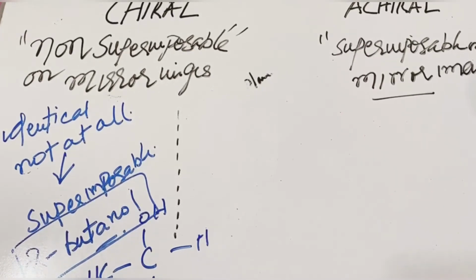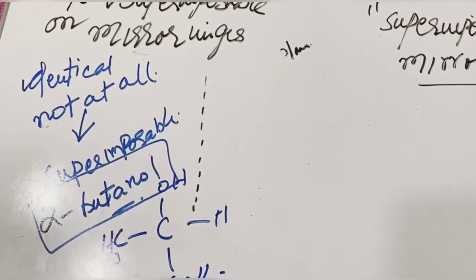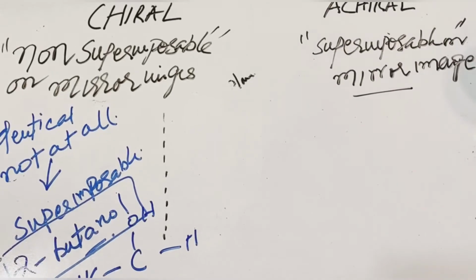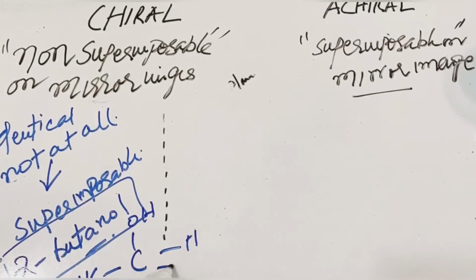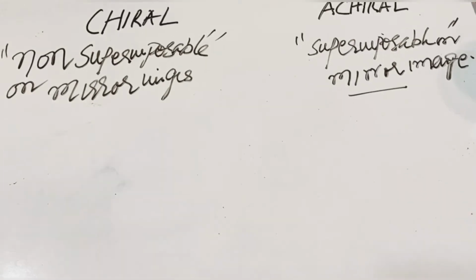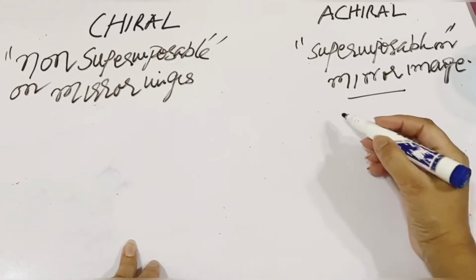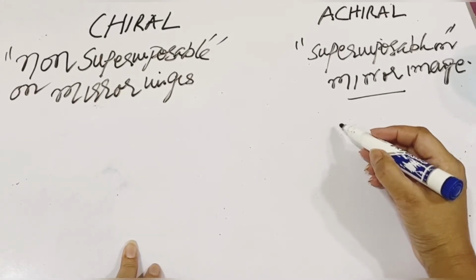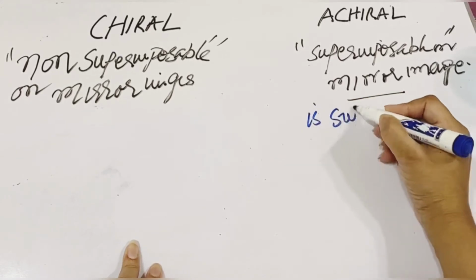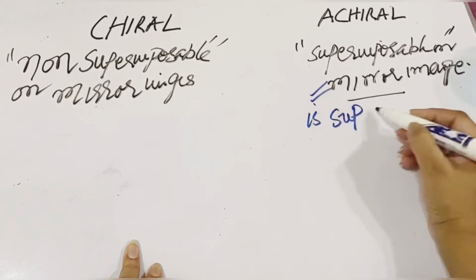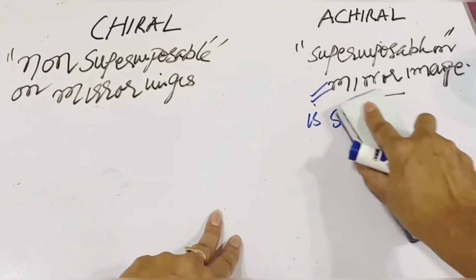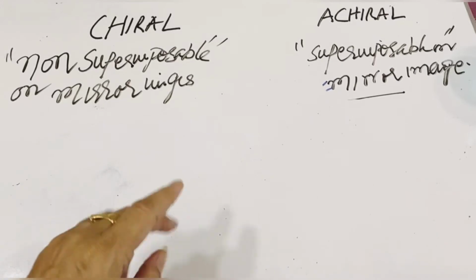So it has 4 different groups on the carbon atom, and it is also called a stereogenic center or an asymmetric center. Now if we talk about achiral compounds, an achiral object is simply superimposable on its mirror image, which I've already written, so there's no need to write it again. So it's superimposable on its mirror image.